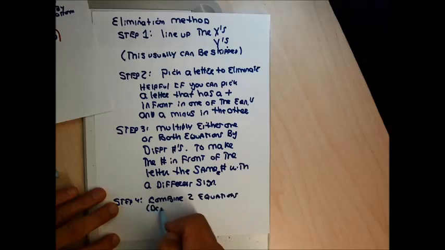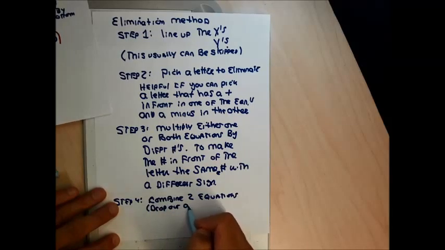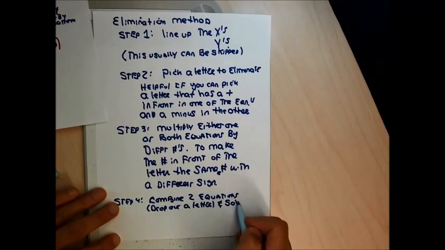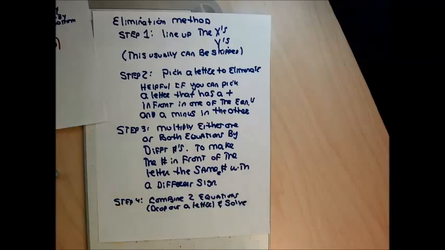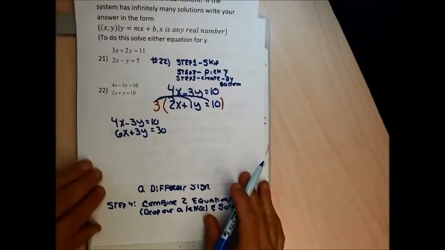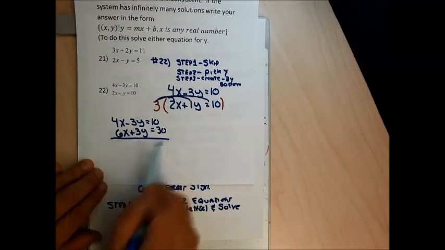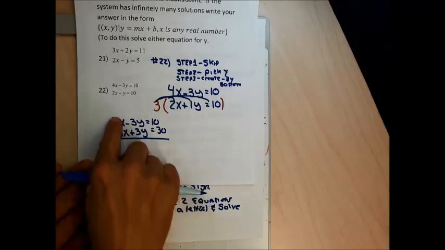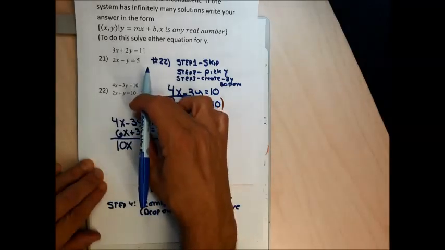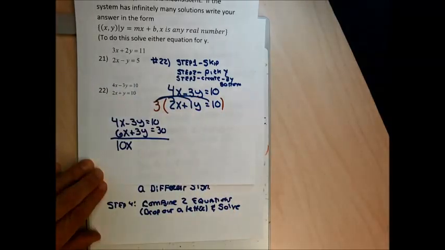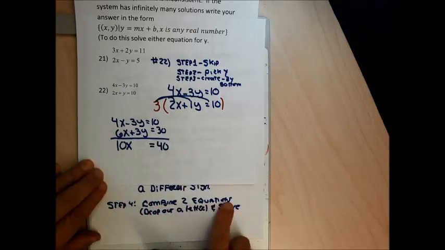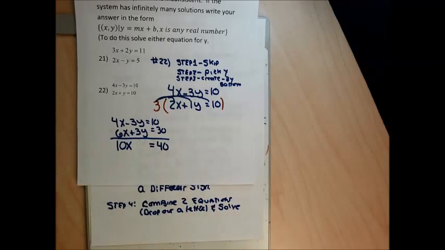Which is going to drop out a letter. And solve. So the two equations that I have now, the original top equation and the reworked bottom equation, I'm going to add them together. I'm going to go 4x plus 6x and get 10x. The 3y's cancel. Negative 3y plus positive 3y is 0. And then 10 plus 30 is 40. So I combined the two equations. I dropped out the letter y, and now I'm going to solve.